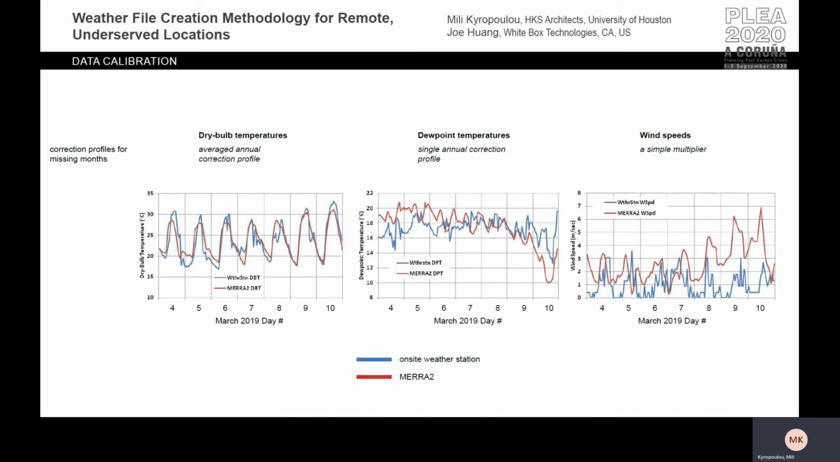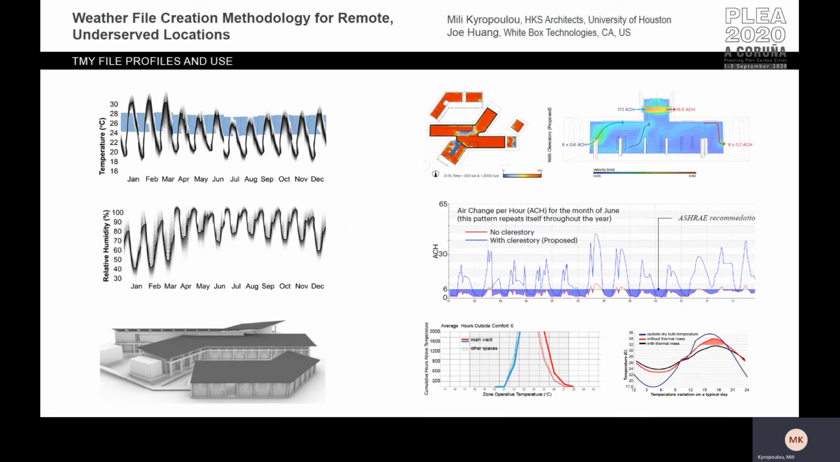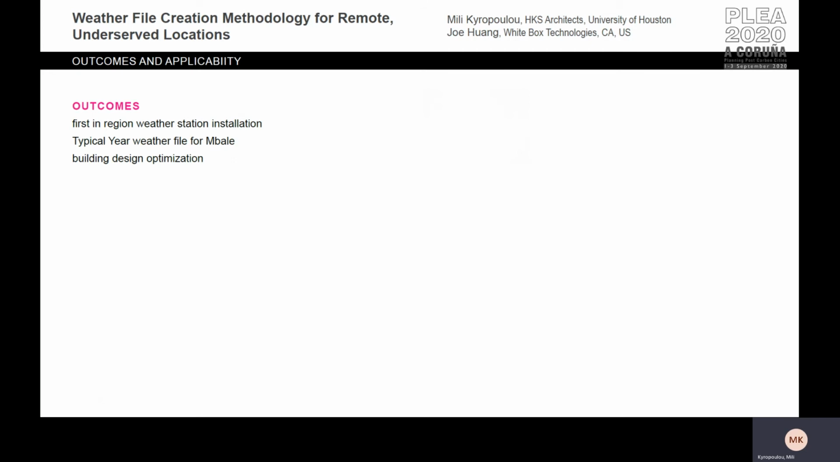For wind speed, a simple multiplier was used to reduce the MERRA-2 wind speeds to match those at the on-site weather station. This typical year weather file then is used to analyze the climatic conditions and also assess the performance of the building. The authors and the design team, with the help of the local doctors and hospital maintenance team, managed to successfully install and operate the first weather station in the city of Mbale in Uganda. Proper maintenance of the weather station will allow for this data pool to grow, and it will be used for readjustment purposes in the future.